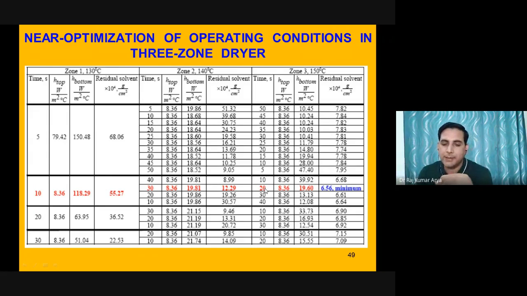And you see in zone 1, your heat transfer coefficient is always higher than in zone 2, because in the beginning you have more solvent present, so you can provide more heat. Later on you keep minimizing your heat supply to the material. Obviously you have to give a longer time, just like cooking food. When we cook concentrated food, we slow down the flame and cook it over a long period of time, and the quality of the product and the taste would be different.